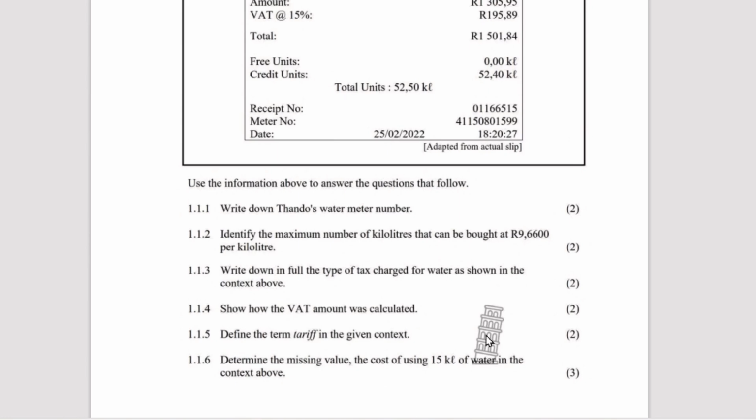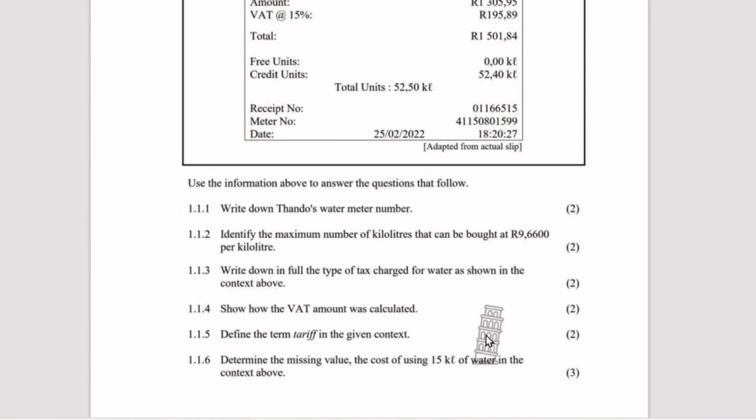Question 1.1.5, they ask you to define the term tariff in the given context. You need to use the definition of tariff, but in your response, it has to relate to the context of the question, which is about water. In this case, the correct definition would be that tariff is the amount charged per kiloliter of water. You get a mark for amount charged per kiloliter. Please remember that with Maths Lit, you get marks for writing things out in full and for specific things. If it's a formula, write your formula out step by step. The more you write, the better it is for you.